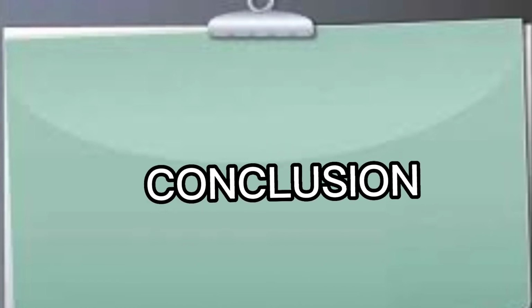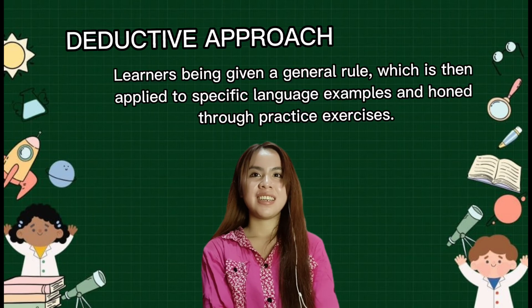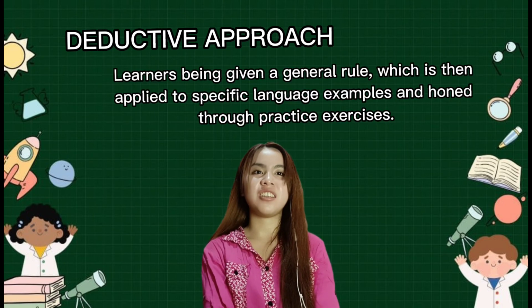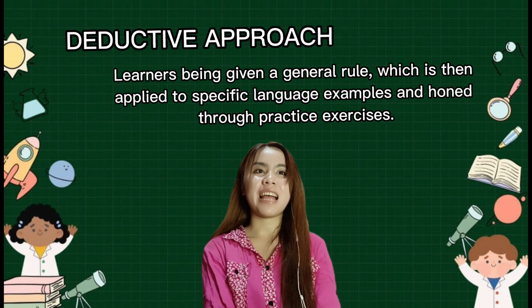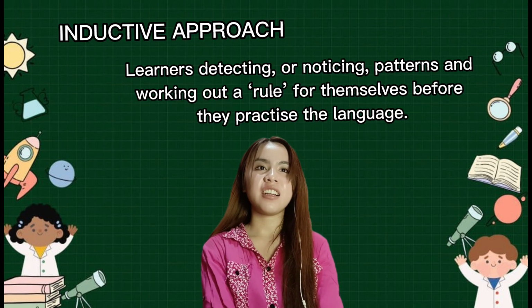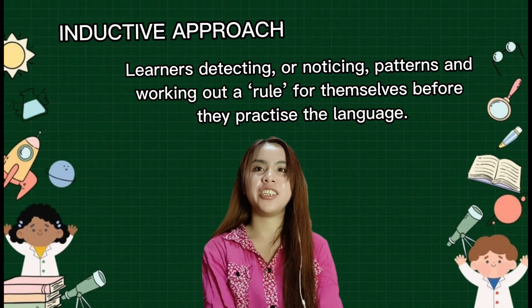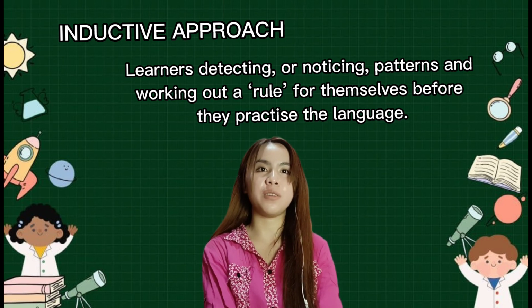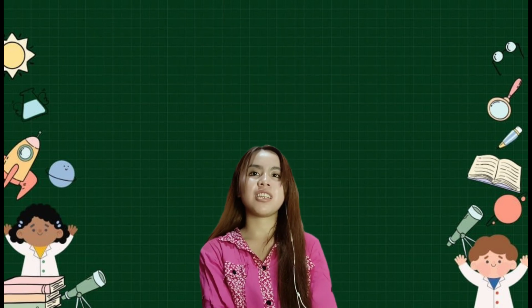Conclusion of deductive and inductive approach. A deductive approach involves the learners being given a general rule, which is then applied to specific language examples and honed through practice exercises. An inductive approach involves the learners detecting or noticing patterns and working out a rule for themselves before they practice the language.